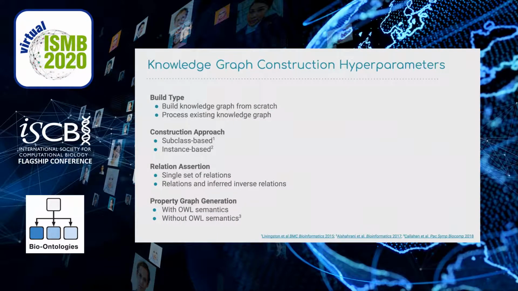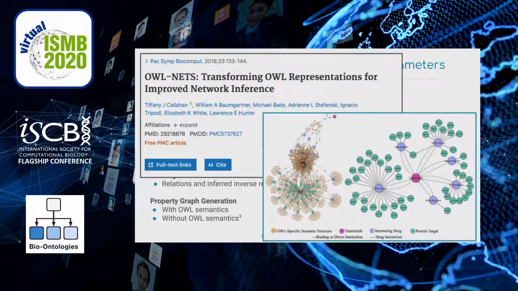Finally, there's an option in Phenolator to convert a semantic knowledge graph into a property graph, which provides users with more flexibility in the types of downstream learning they can perform. Currently, we provide the OWLNets method, which losslessly removes all of the OWL semantic triples to create a network which includes biologically relevant nodes and edges. A simple example of this transformation is shown in the lower right figure.